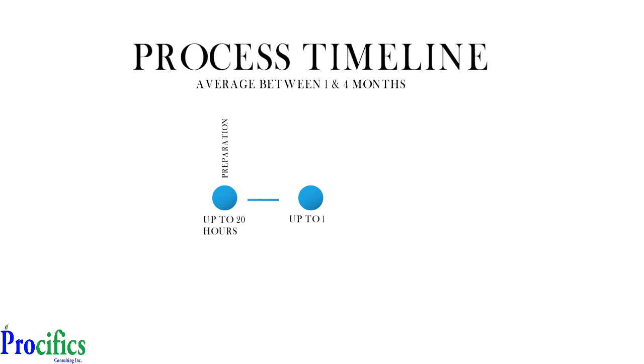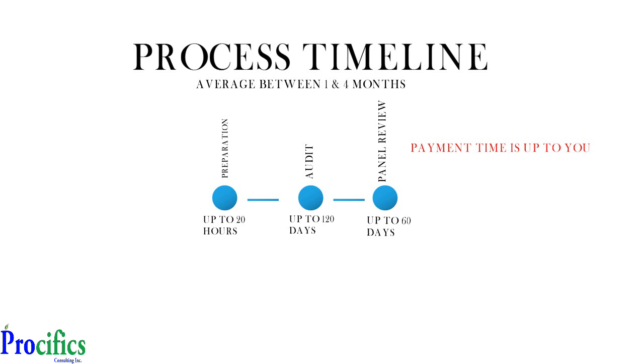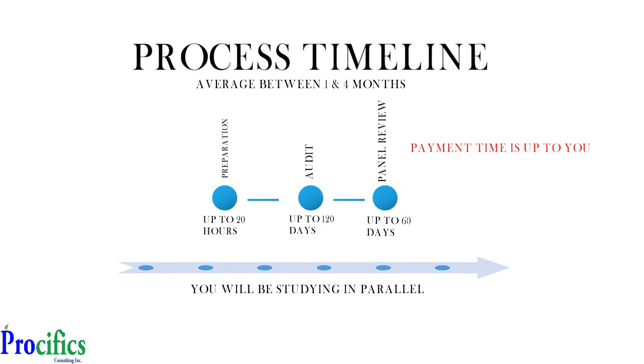From start to end, the application process may range between 1 and 4 months based on your progress and the audit process if applicable. You need to reserve up to 20 hours for application preparation with the correct material, up to 120 days in case your application gets selected for audit, and up to 60 days for the panel review, which is doubled in case of resubmission. However, during this time, you will not be just sitting and waiting. Instead, you will be already preparing for the exam and studying to get your credential.